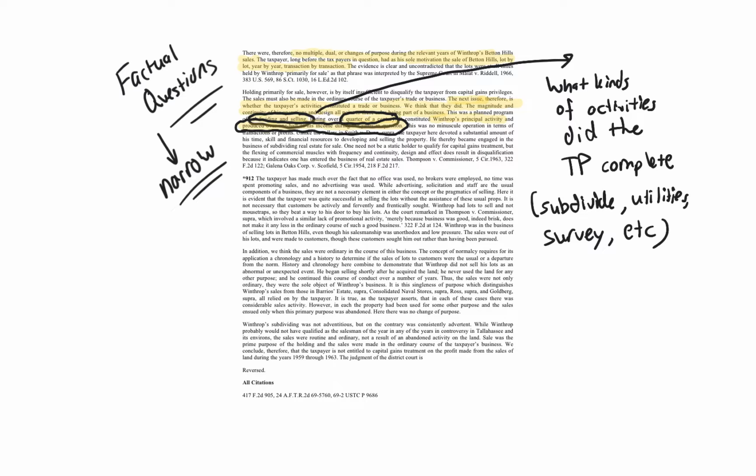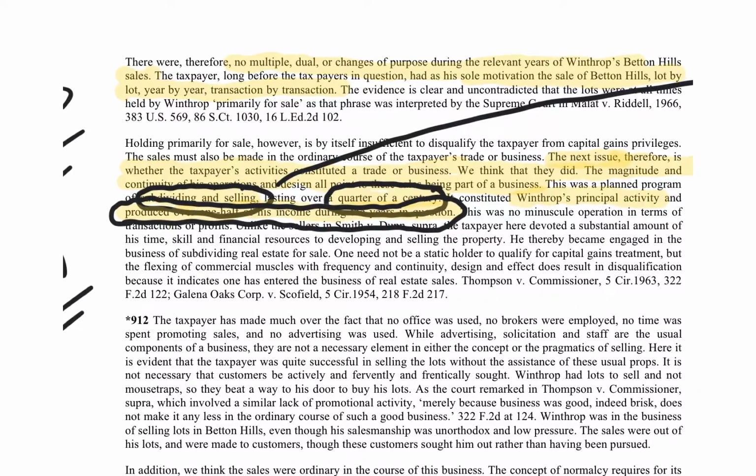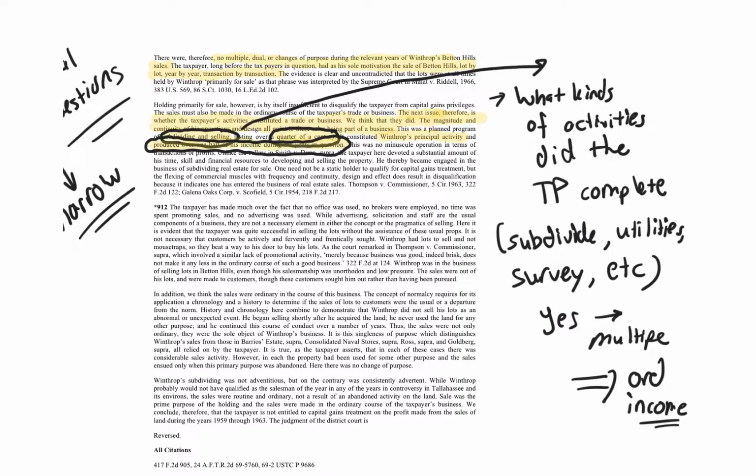The idea here is that because the court is dwelling on this, if the answer is yes and there are multiple, that seems like it's more likely to be ordinary income, because it's more likely that this is treated like you're a developer in property. It's in your trade or business because it's getting at that element. Let me zoom in here so you can see this. So subdividing and selling, quarter of a century, produced over one half of his income. We can create another question.